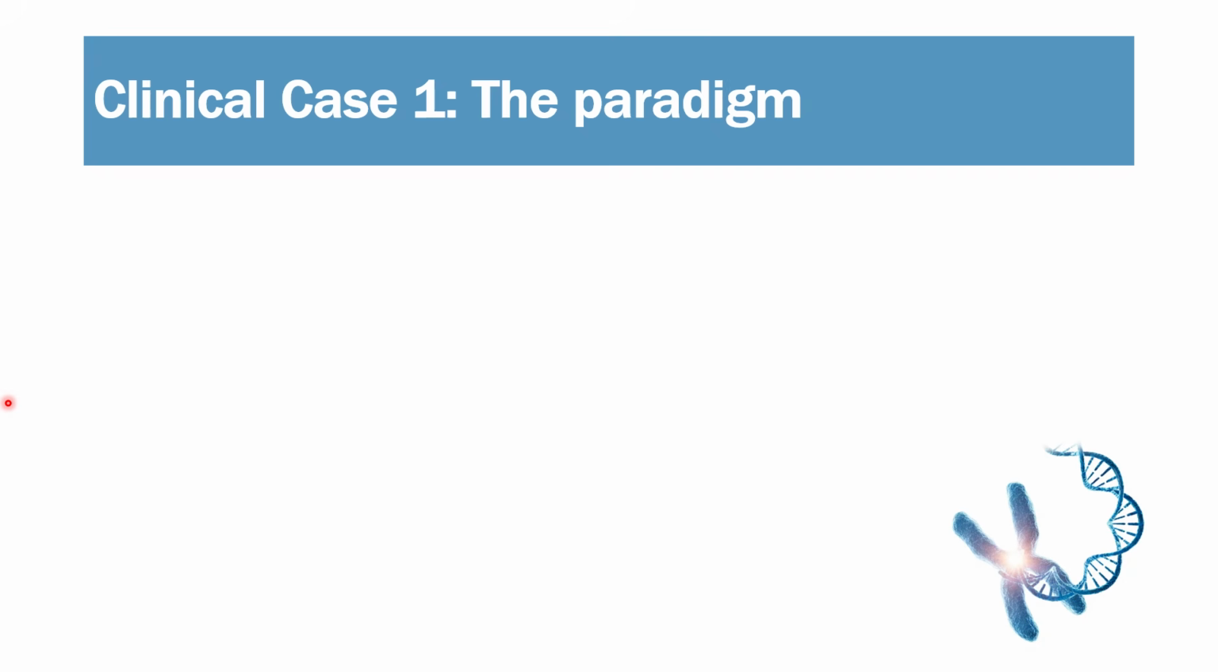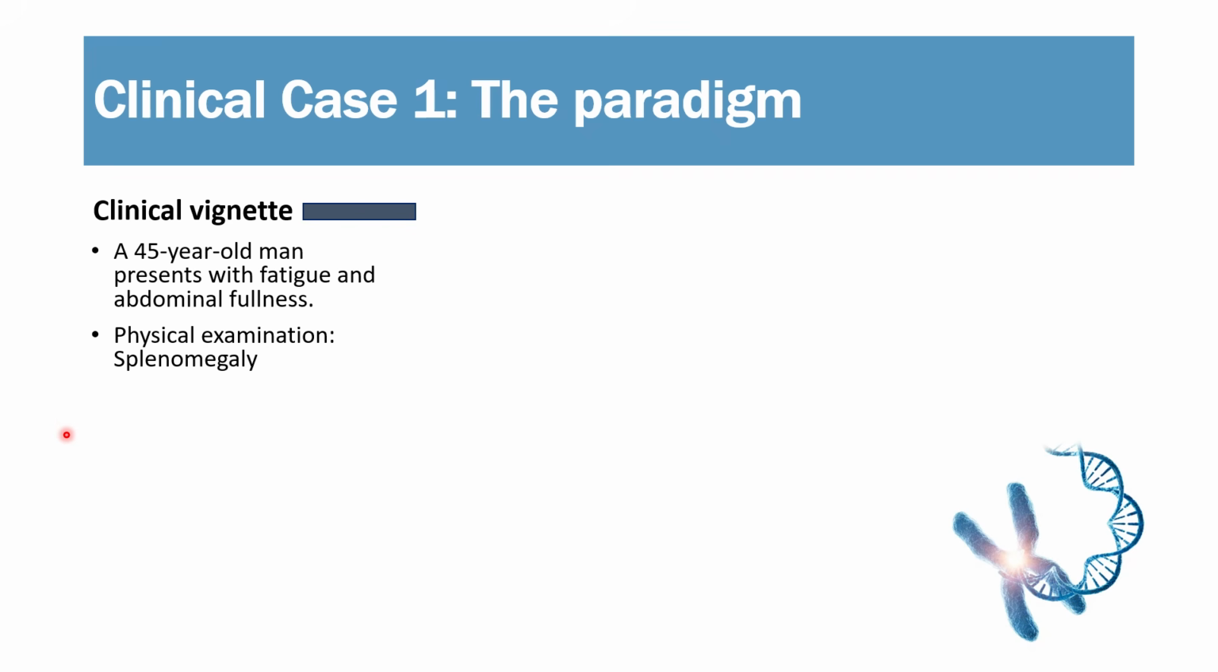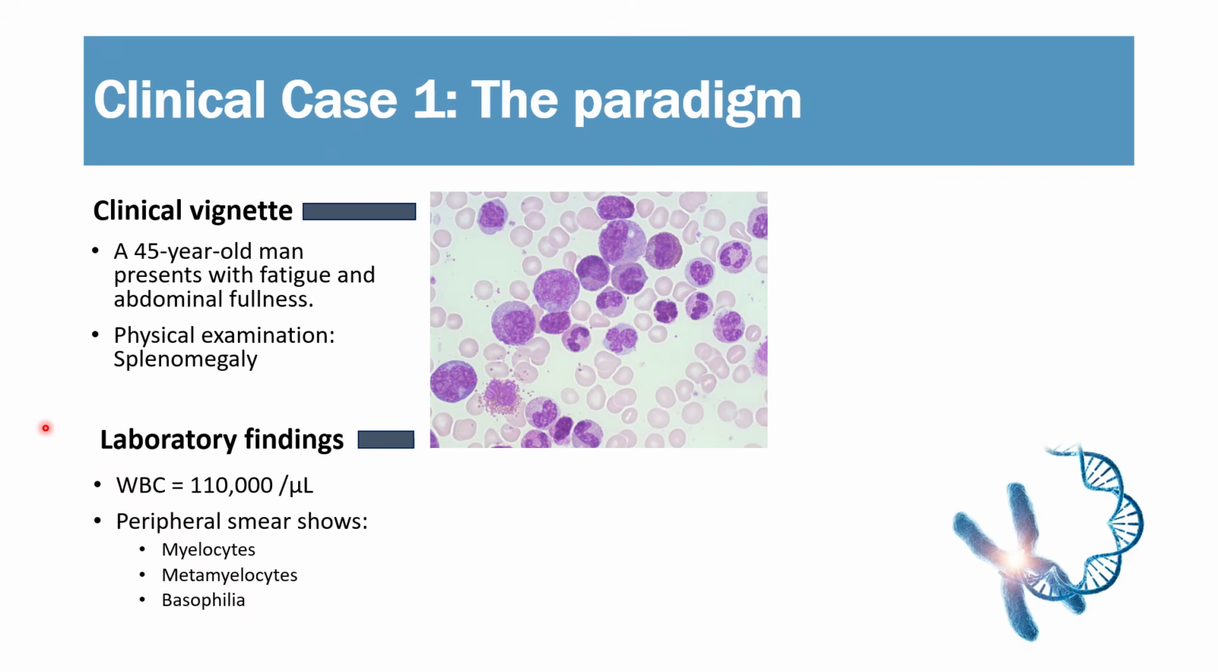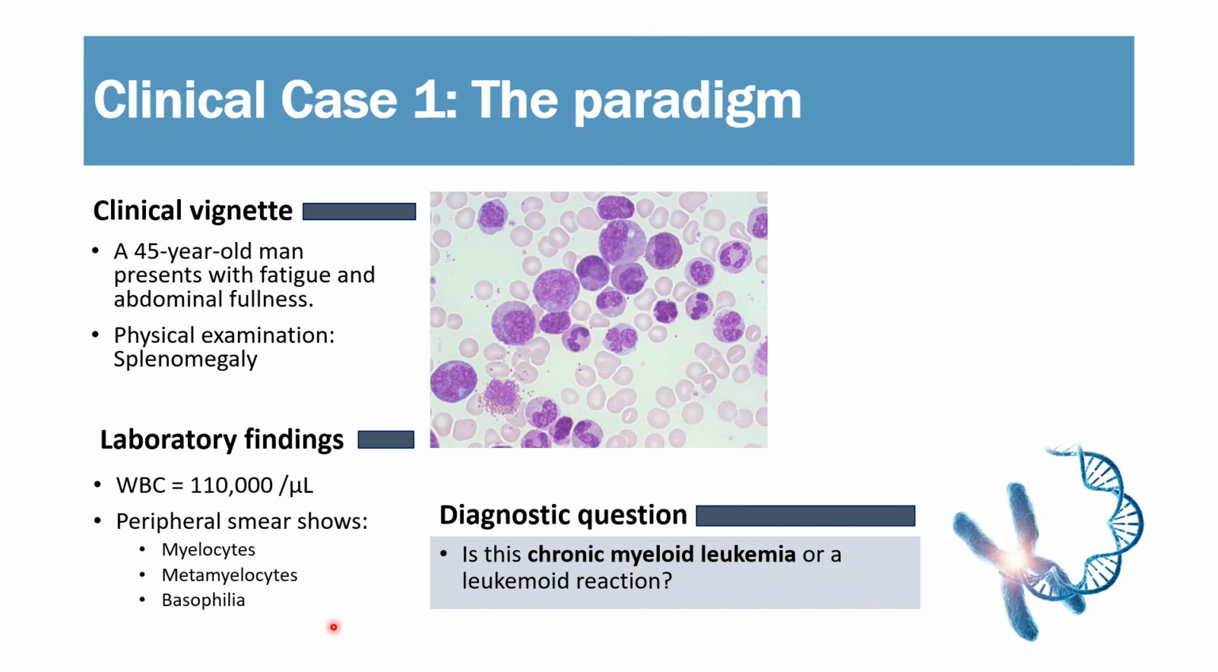What I'm going to do now is to discuss 6 clinical cases. Let's come to the first clinical case, which is the classic paradigm. It is a 45-year-old man who presented with fatigue and abdominal fullness, and he had splenomegaly. The WBC count was markedly raised, and the peripheral smear showed presence of myelocytes, metamyelocytes, and basophilia. So our obvious diagnostic question here is: is this a chronic myeloid leukemia or is this a leukemoid reaction?